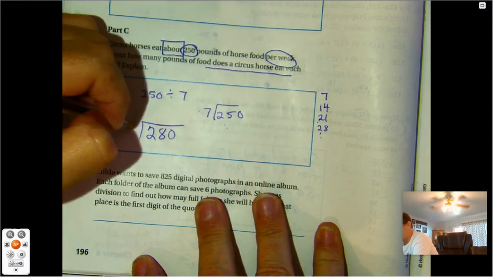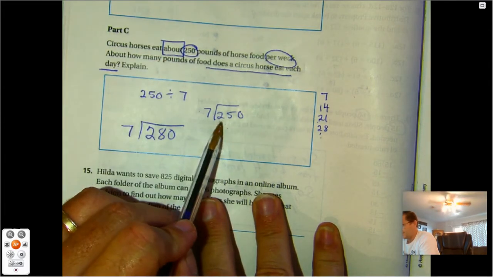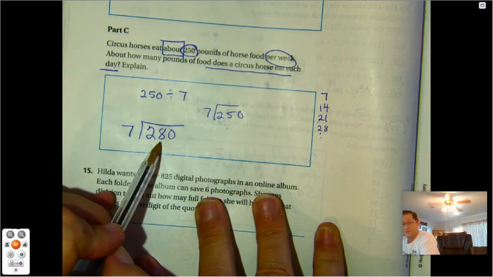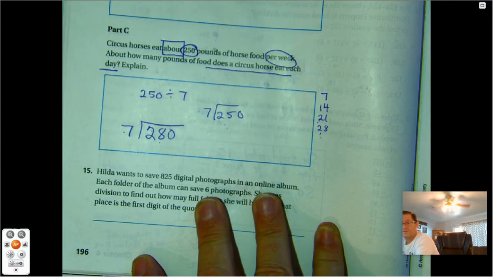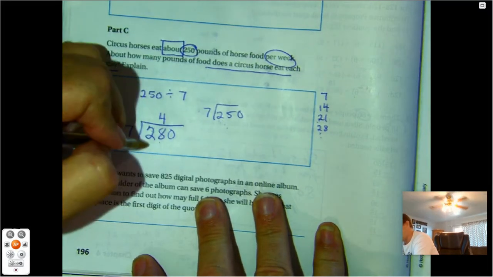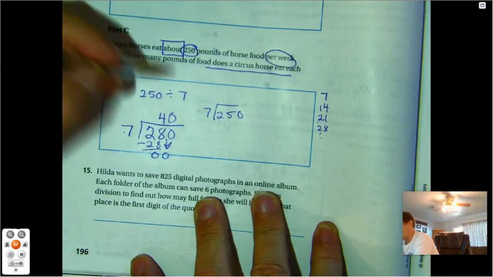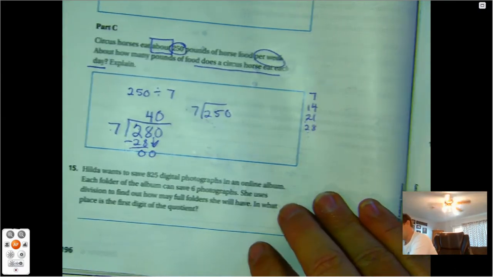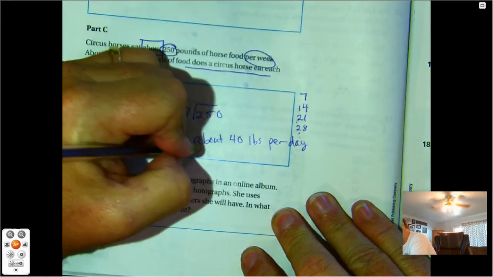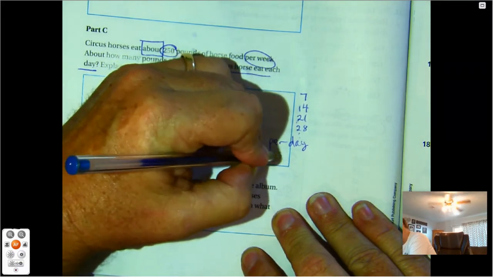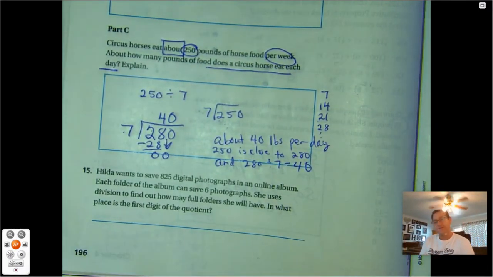280 divided by 7. Okay, so what did we do? Because it says about, we chose an estimate, a basic fact that was closest to 25, which is 28. So we turned 250 into 280. Okay, I can't share 2 equally with 7 groups, but I can 28 tens. 7 times 4 is 28. Subtract, I get 0 tens left. How many groups can I share 0 with? 0. All right, so there's about 40 pounds per day. So about 40 pounds per day. 250 is close to 280, and 280 divided by 7 is 40.